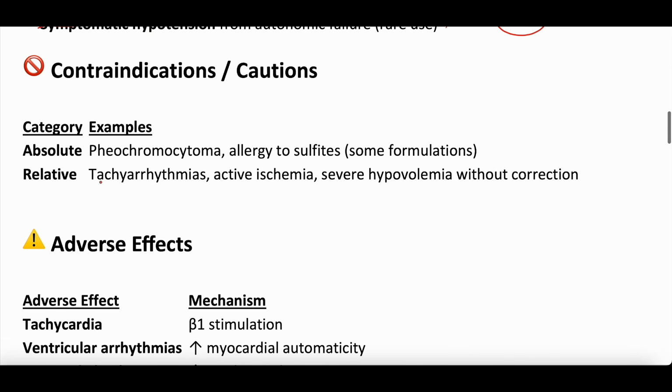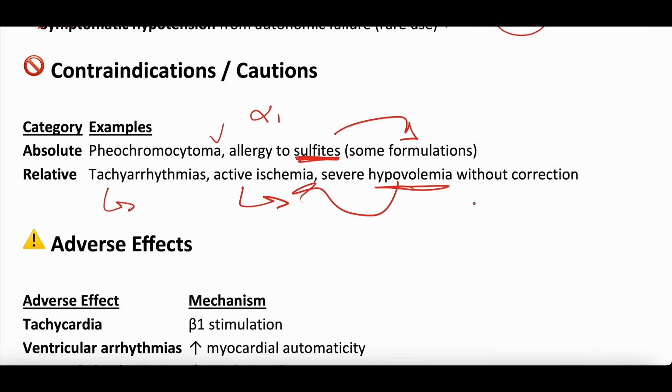Contraindications and cautions: you should be careful in patients with pheochromocytoma because of the alpha-1 effects. Allergy to sulfites. Some formulations of dopamine have sulfites in them. And then dopamine is really bad for causing tachyarrhythmias, so you've got to be really careful with that. It can cause ischemia of the mesenteric digits, just like many vasopressors, especially if a patient has severe hypovolemia. It can really then lead to worsening ischemia, so make sure you're volume replete if you were to use this for some reason.